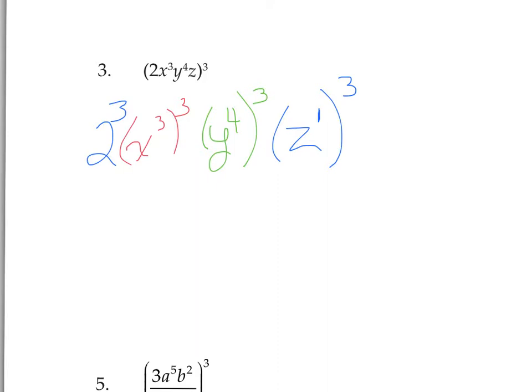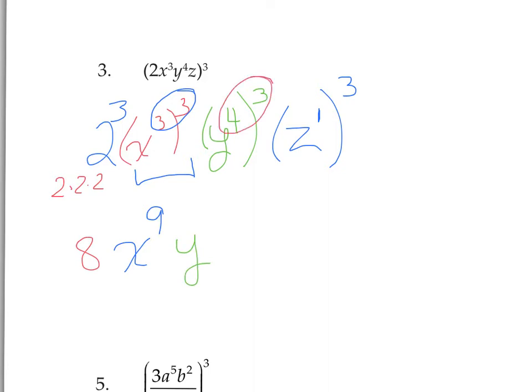2 cubed means 2 times 2 times 2, which gives us 8. X cubed cubed, this is where we multiply these exponents, so this becomes x to the 9. 3 times 3 is 9. Y to the 4 cubed, this is the same rule. They get multiplied, so 4 times 3 is 12. And z, again, they get multiplied. 3 times 1 is 3. So 8, x to the 9, y to the 12, z cubed.